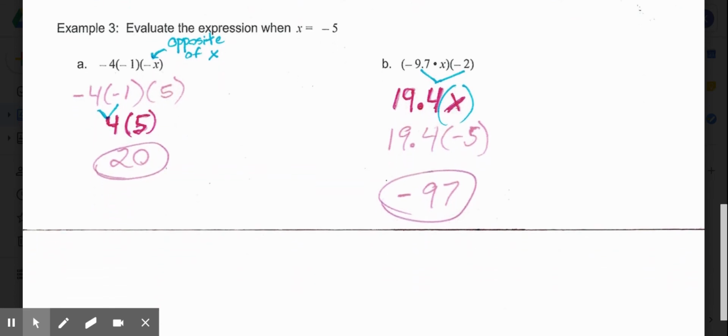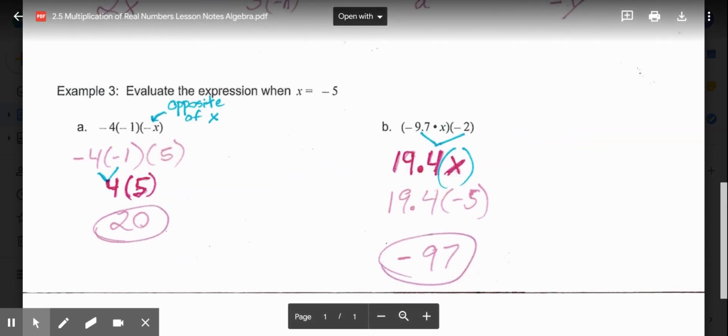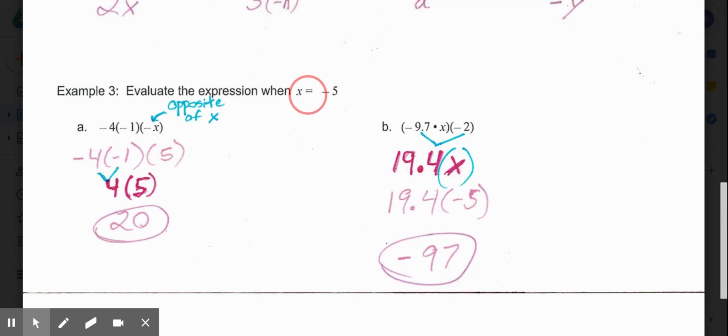And then our last two examples here, A and B in example 3, they ask us to evaluate the expression when x equals a negative 5. So evaluate the expression means to substitute in the negative 5 for x and then to solve.